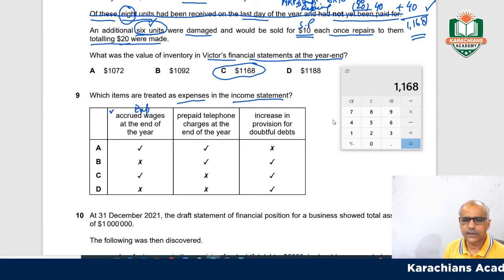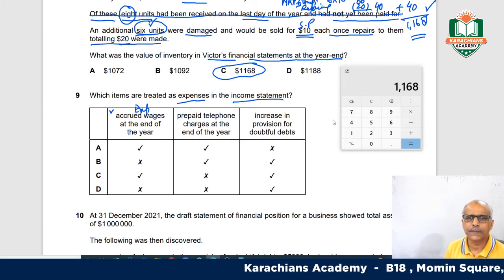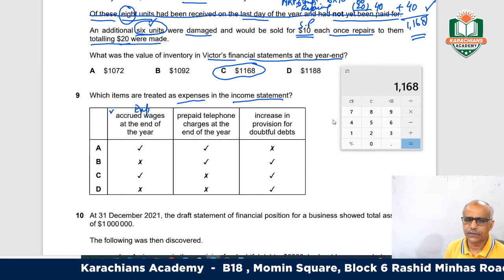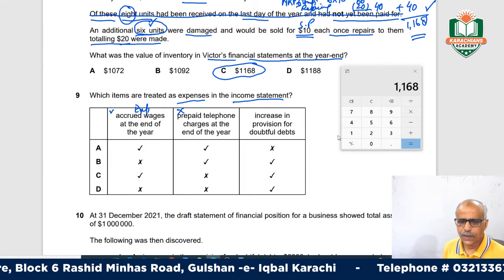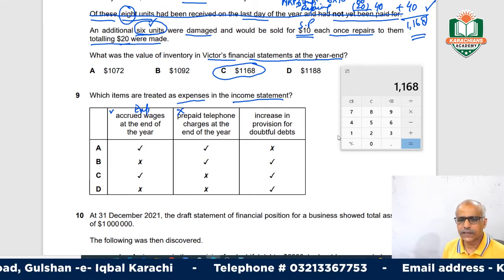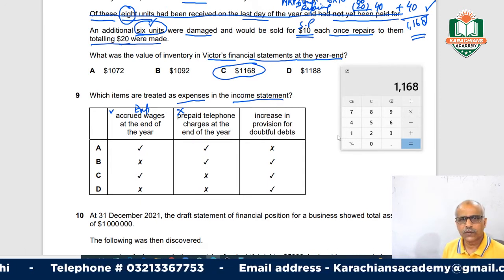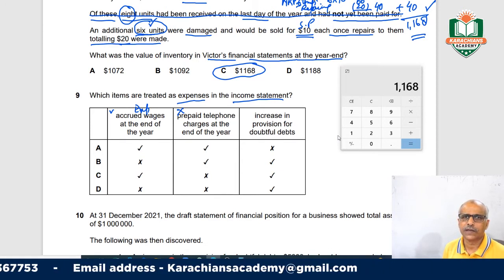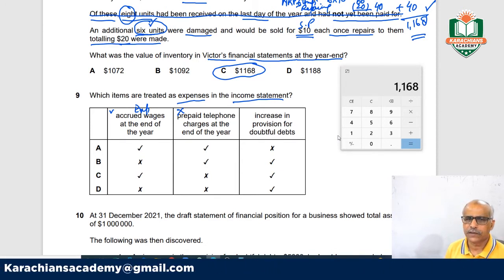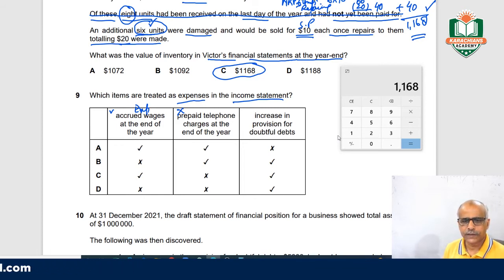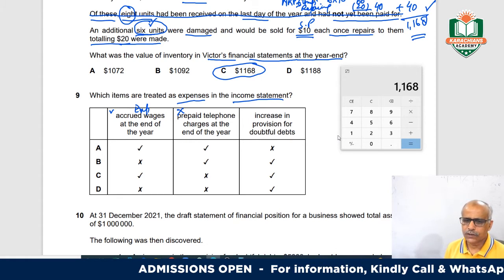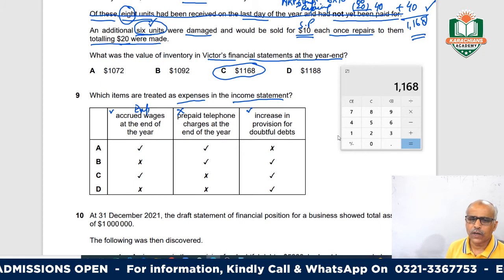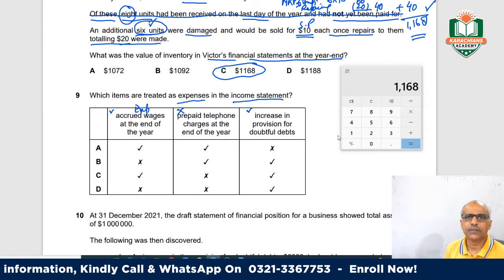Prepaid telephone charges at the end of the year. So this is prepayment. So this is a balance sheet item. This will not be charged to the income statement. Increase in provision for doubtful debt. So whatever the amount of increase in that, we consider it as doubtful debts expense or bad debt expense. So bad debt expense is charged to P&L, right? So these two items will be charged to P&L, and this prepaid will not be charged.